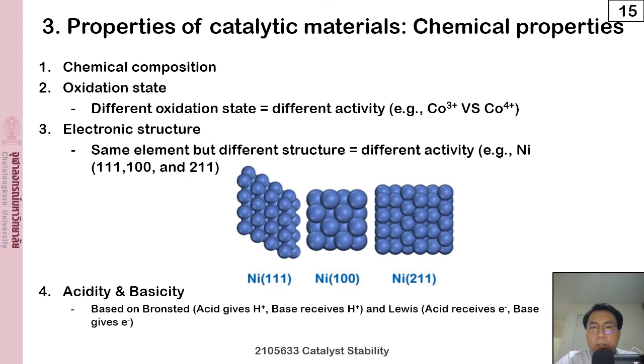So if we consider the Lewis definition, we can see the connections to the catalyst. The definition of the acid by Lewis is the component that receives electrons. So if you have two components that have different tendencies to receive electrons, you will have different chemical properties, and therefore you have different catalytic properties.